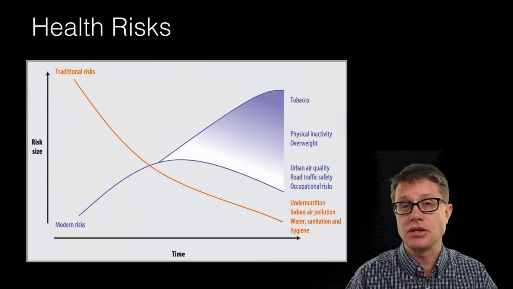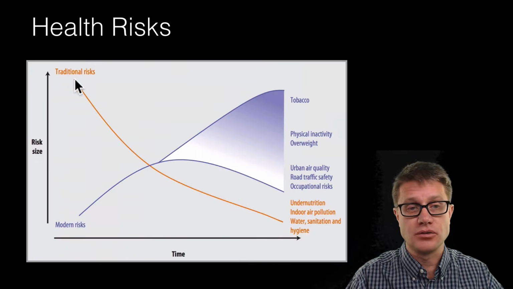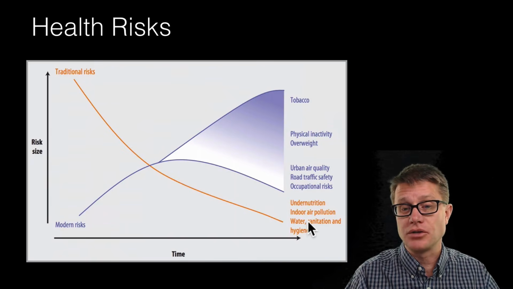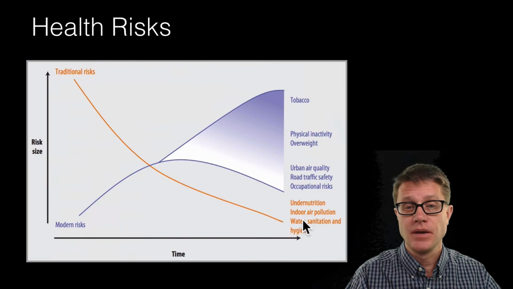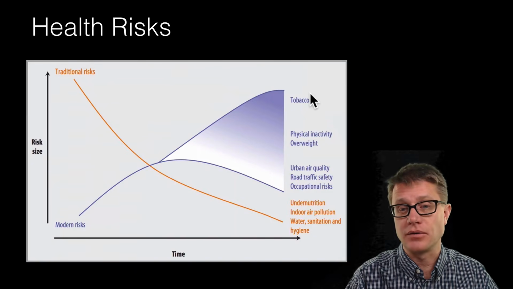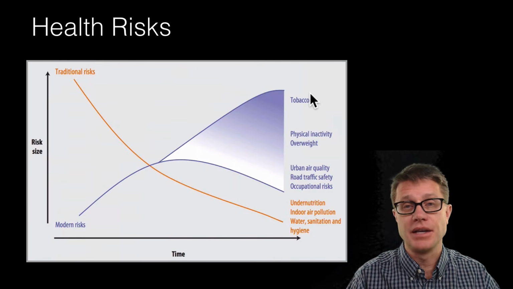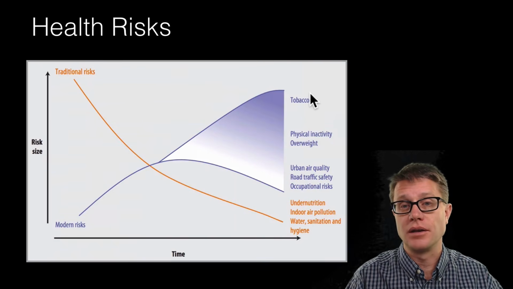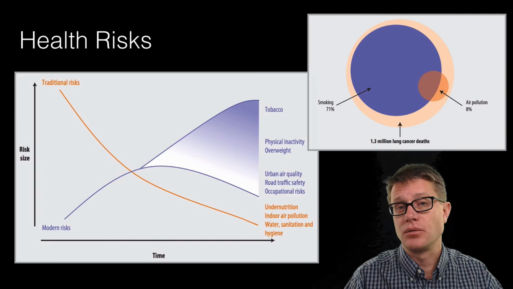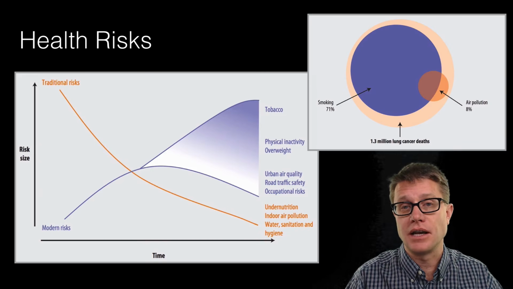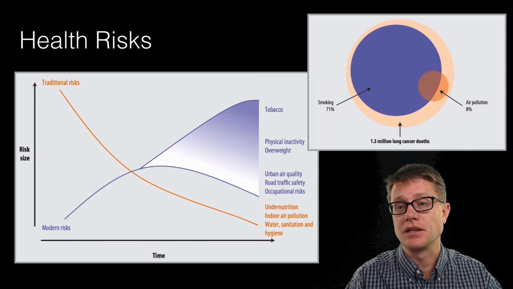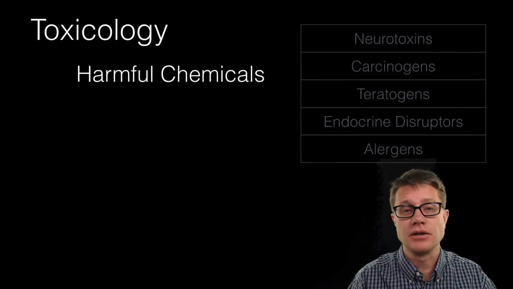Health risks are changing over time. So it used to be that the traditional risks were things like undernutrition, bad air pollution inside, poor sanitation. But you can see over time we're shifting towards more modern risks. Smoking, for example, obesity, inactivity, urban air quality. These are becoming the risks of the modern world. And a lot of those risks are ones that we take on our own. So if we're looking at lung cancer deaths, for example, most of those are formed from smoking, not caused by air pollution.